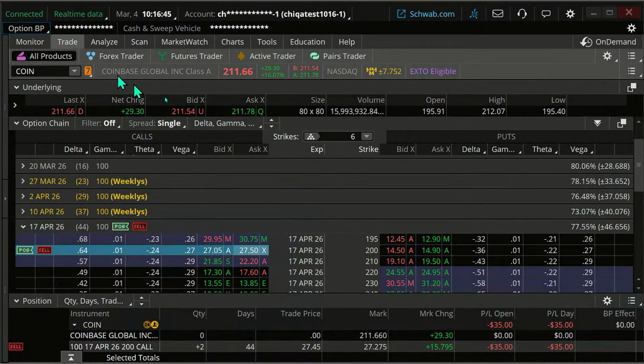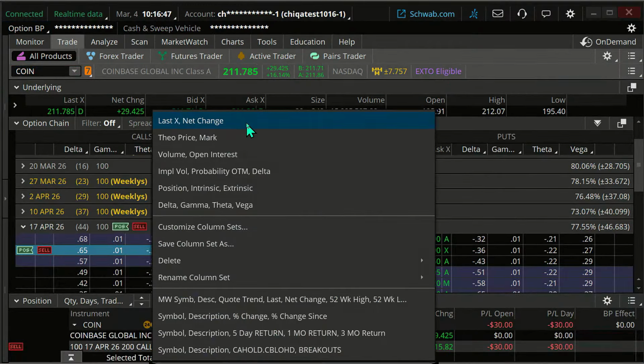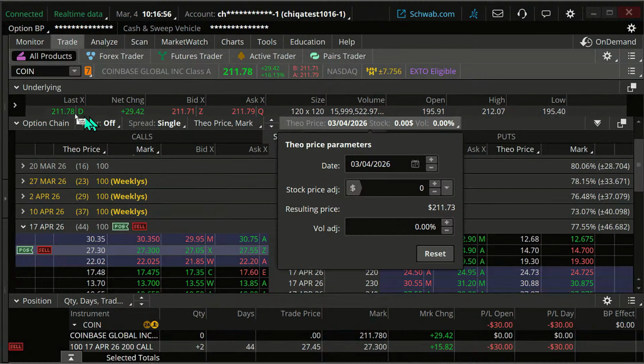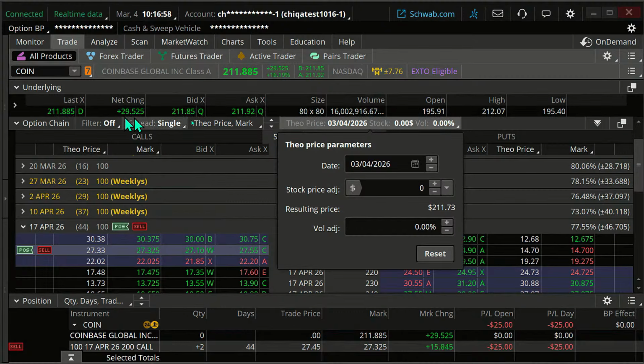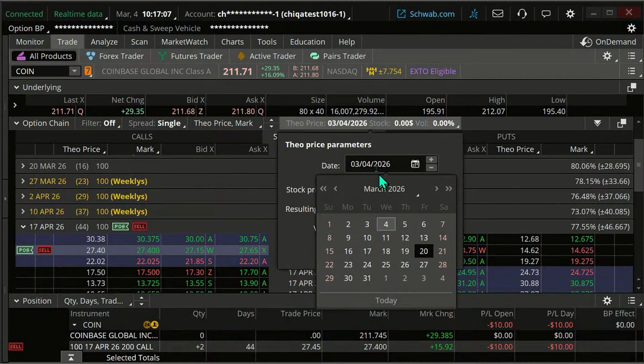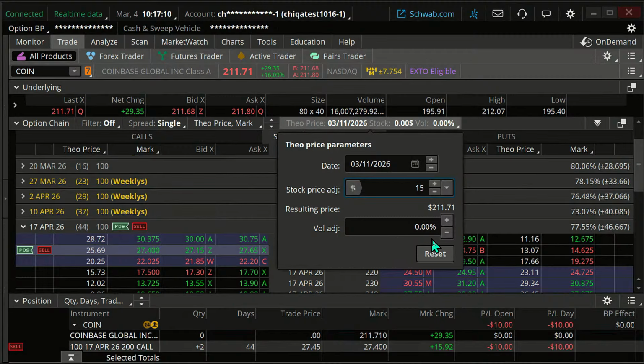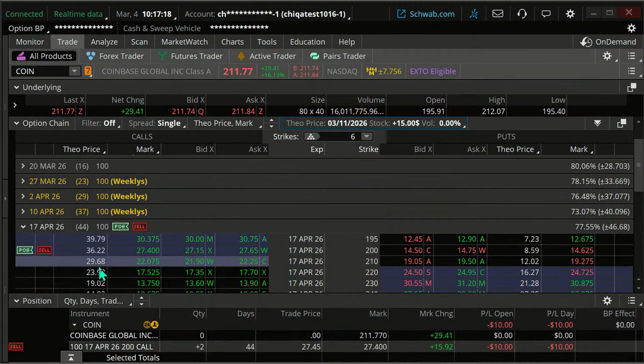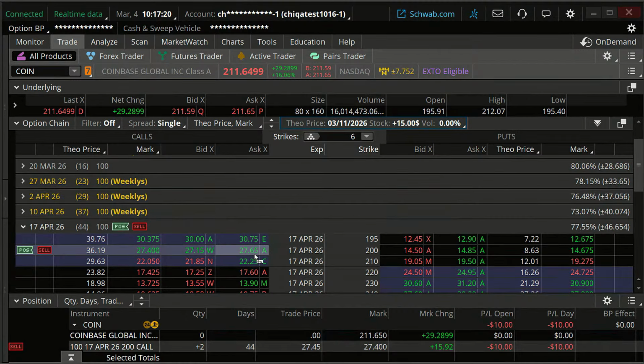We can go to the trade tab and we can go to the Theo price, add Theo price, and we could say, well, if the stock goes up, let's see, the stock's at 211 right now, the stock goes up $15, and I don't know, 5 days pass or something like that. Let's see, we'll go a week. I can look at what the Theo price is here on my options, and I can kind of estimate. And in this case, 27.65 up to 36.19.